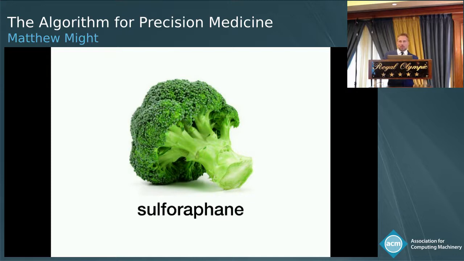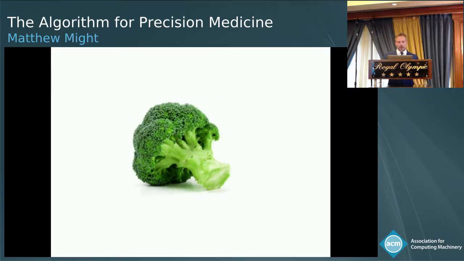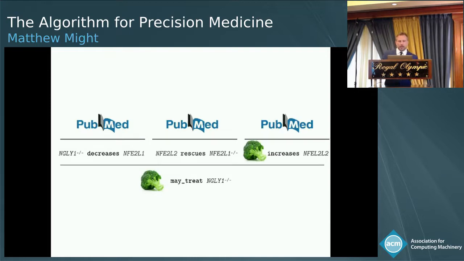But that's because he was trying to get one essential nutrient inside the broccoli, which is sulforaphane. Luckily, you can buy condensed sulforaphane pills, so you can just take the pill instead. But again, there's an argument for why it did this. It thinks sulforaphane may treat NGLY1 deficiency because NGLY1 deficiency deactivates something called NRF1. NRF2 can rescue NRF1, and sulforaphane can increase NRF2. So here's a little mini proof for why it thinks that sulforaphane would be a good thing to do for Bertrand, and why I can tell Bertrand you have to eat your broccoli.